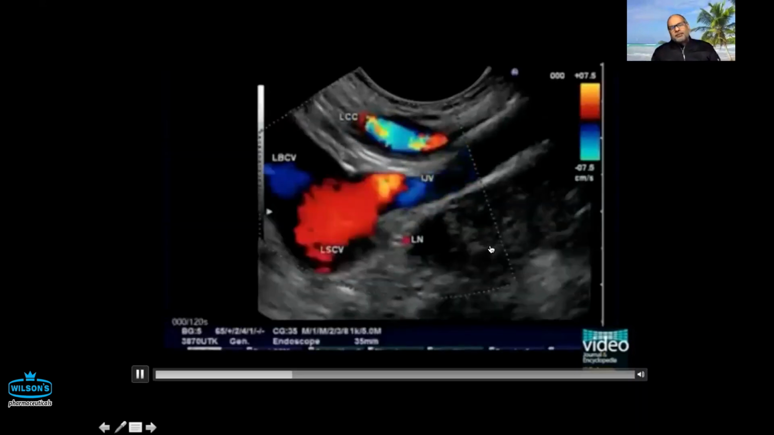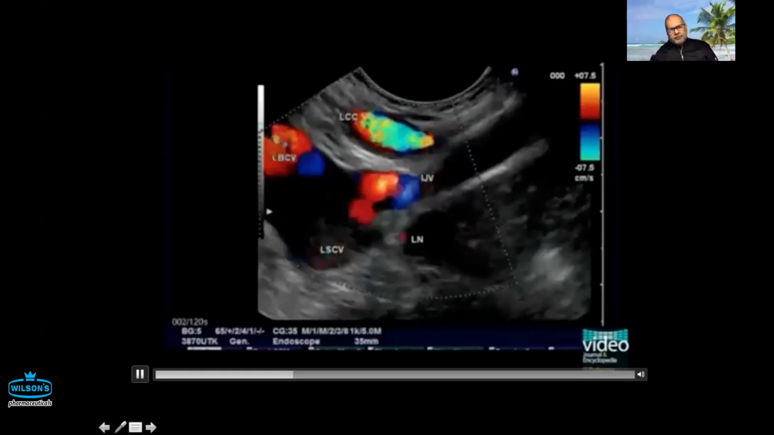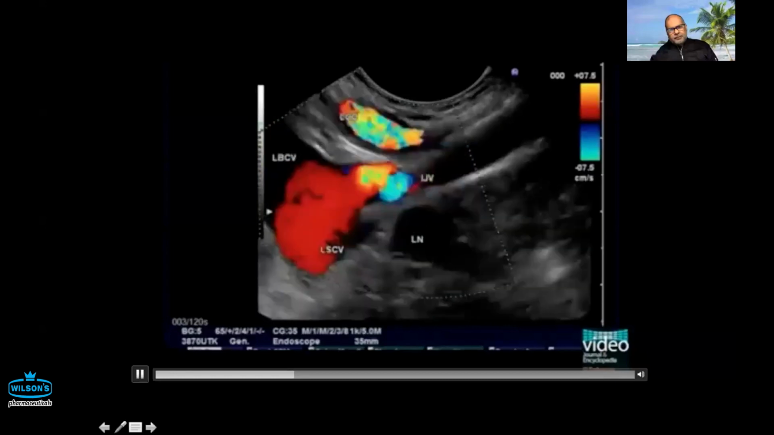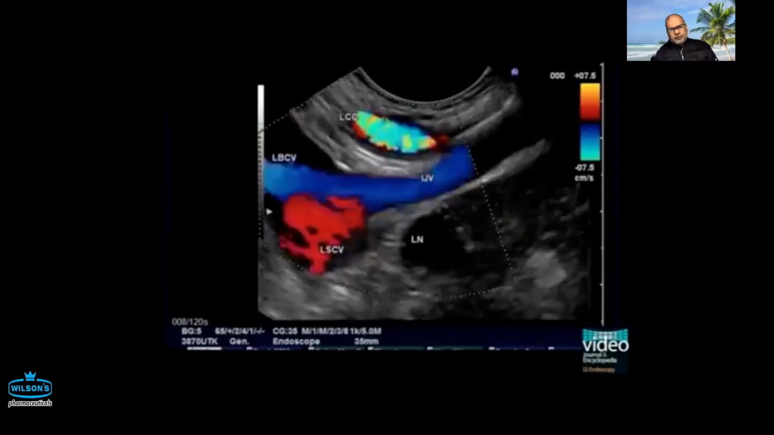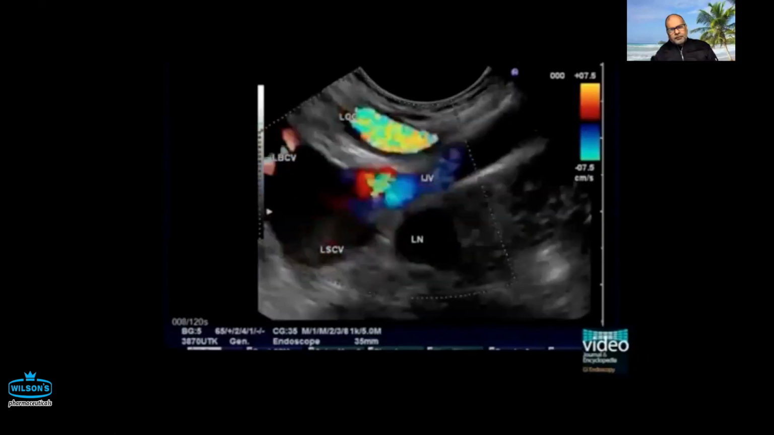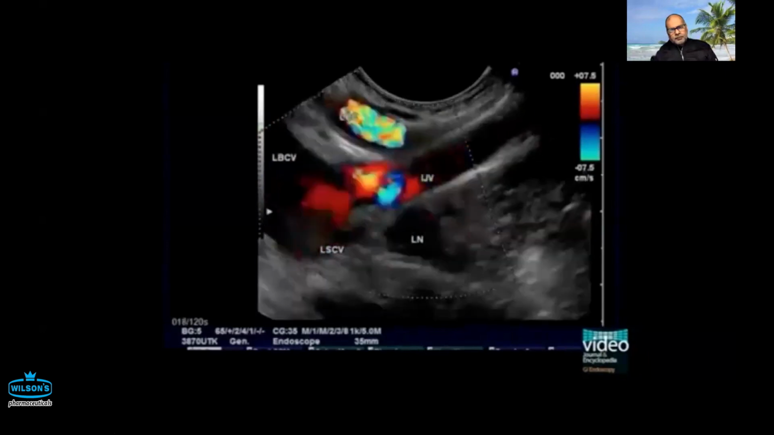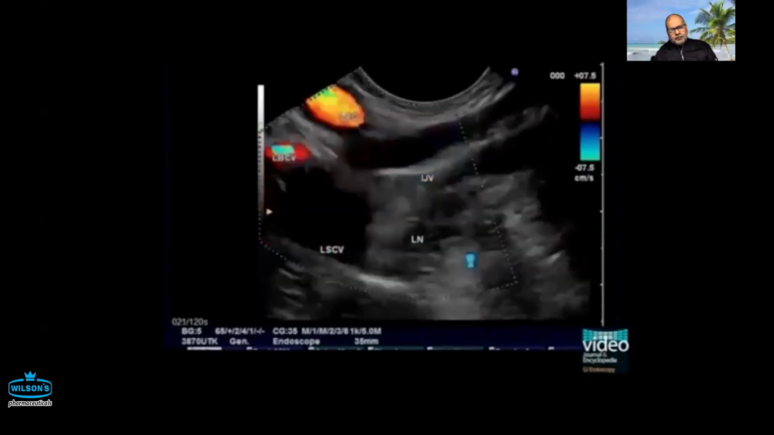The union of the left subclavian vein with the left internal jugular vein to form the left brachiocephalic vein is seen. The caliber of the left internal jugular vein becomes larger when it is followed up from an intrathoracic part to extrathoracic part. A lymph node lies in front of the left common carotid artery and the left internal jugular vein and belongs to station 3A.